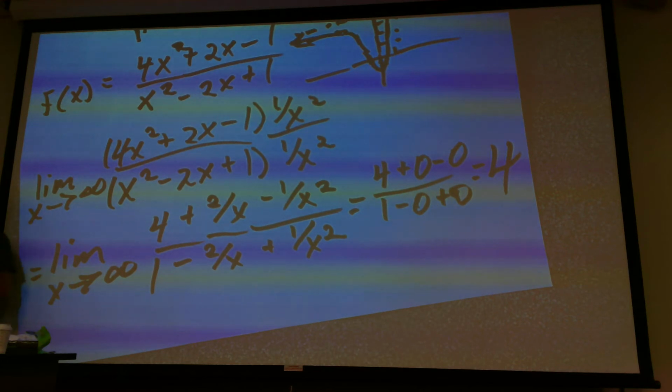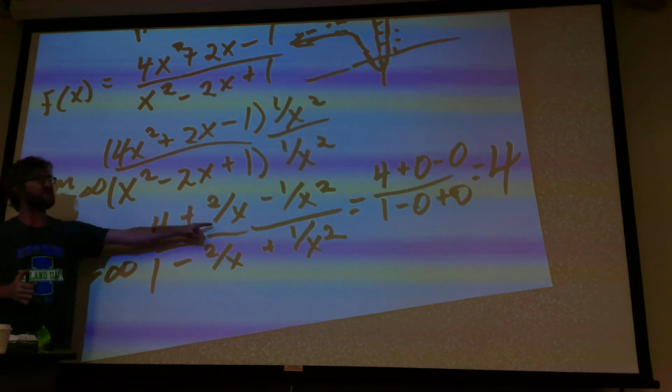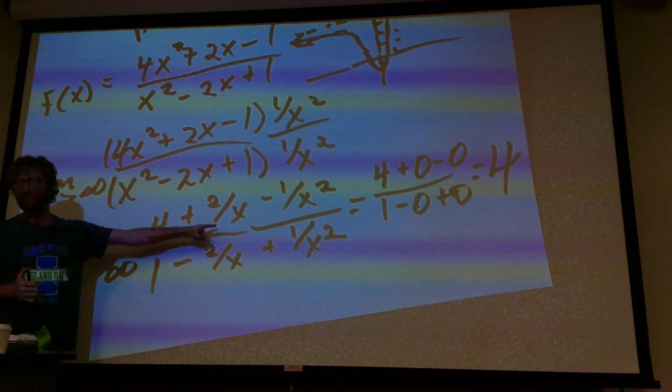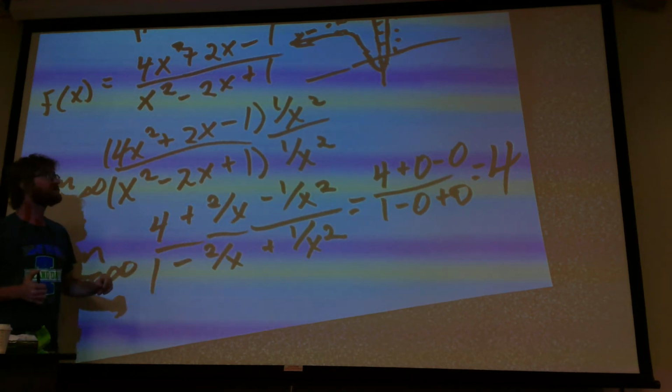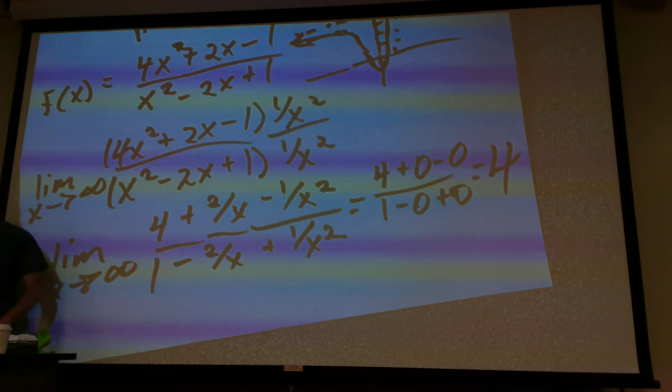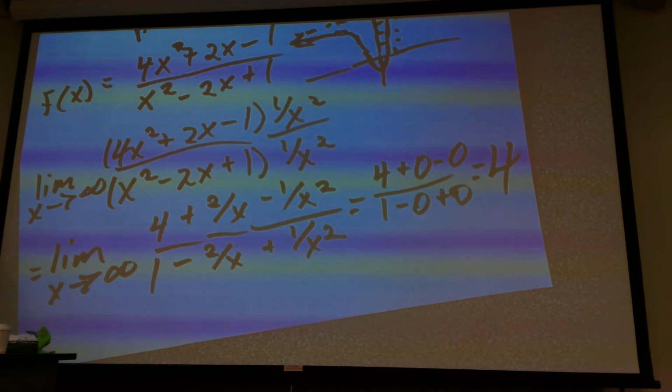You all saw in the previous problem that the limit as x tends towards infinity of 1 divided by x goes to 0. So if you have a constant that is divided by infinity, it's going to go to 0. The whole reason of dividing by the highest power is to make all those other terms go to 0. So this goes to 4. Let's try another one.